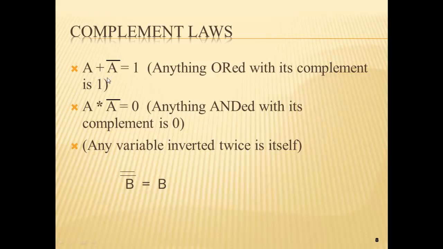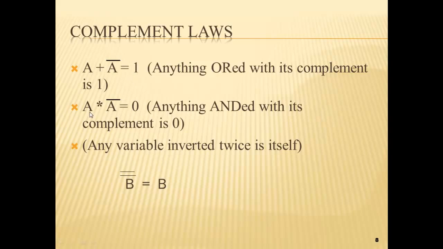Anything ORed with its opposite is always 1. Think about it. Remember, OR gates: any high gives you a high out. Well, if these are complements of each other, if this is 0, that one has to be 1. If this one's 1, that one has to be 0. So one of them is always going to be high, so we know it always has to be a 1.